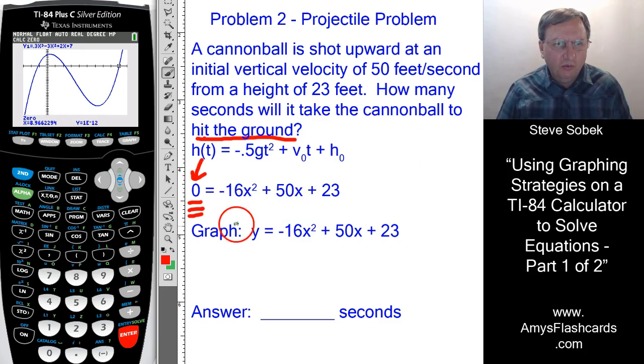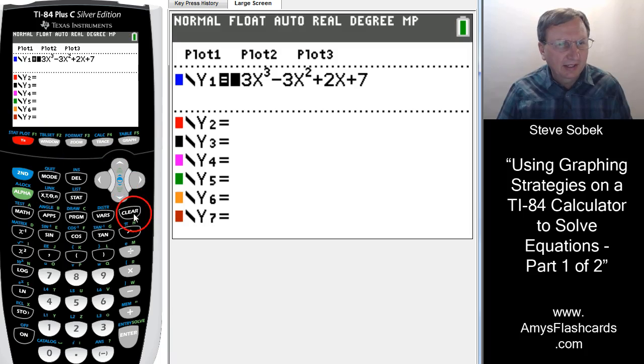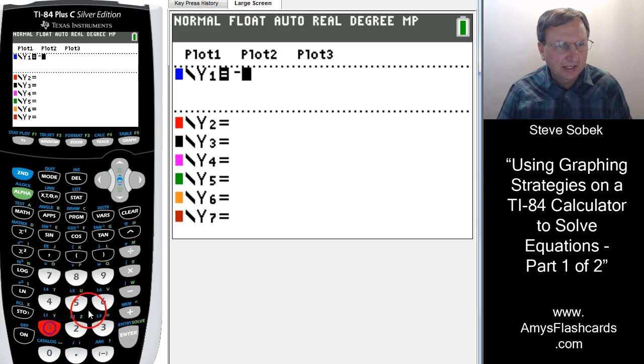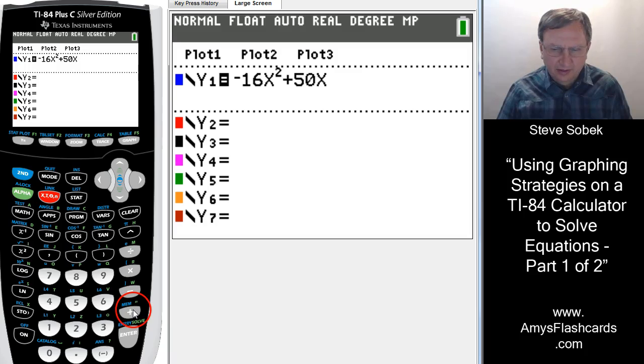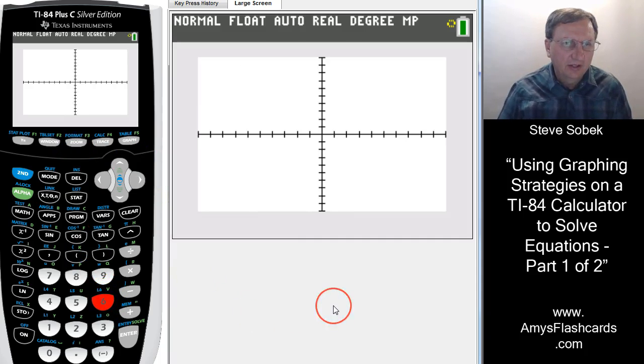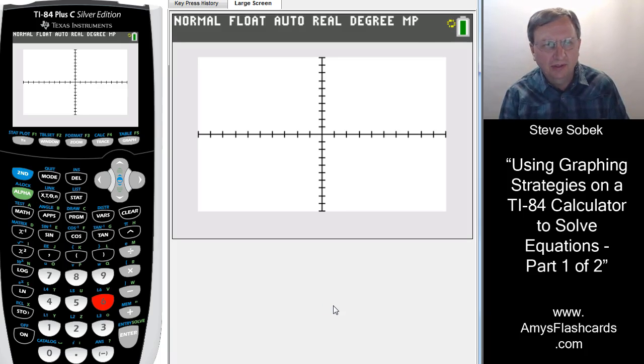All right, so we want to graph y is equal to this function. And so let's go ahead and type that into our calculator. Let's hit the y equals key and hit the clear button to clear that out. And you could tick along with me if you like. Negative 16, and of course we're going to use x for our variable, x squared, plus 50x, plus 23. And let's start with a zoom 6, just so that we all have the same graph from the very beginning.